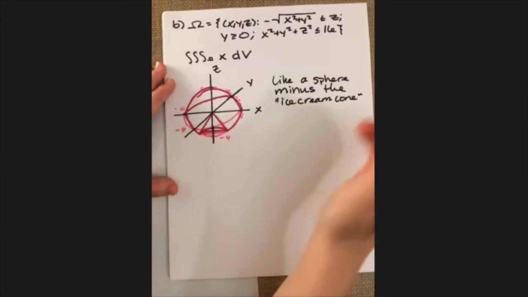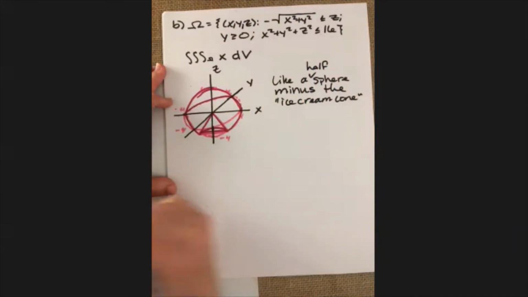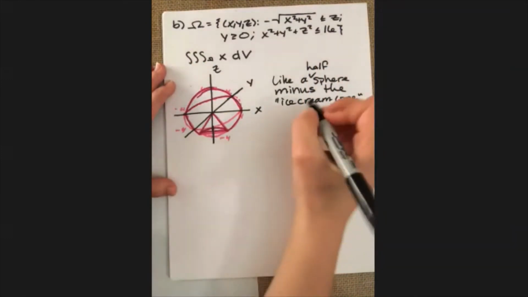I don't know, whatever we called that piece there. And I should probably say it's like half a sphere. But being half a sphere versus all of a sphere really doesn't make a difference in whether we're going to use spherical coordinates or not.